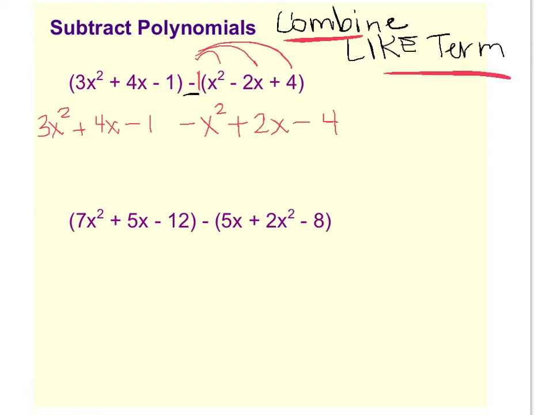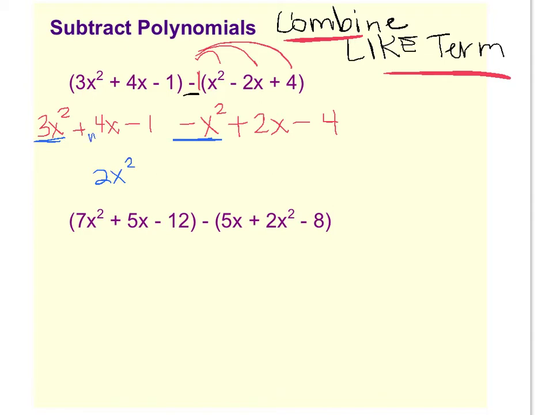So in standard form, you want to have your highest exponent first. So I see I have an x squared. That seems to be the highest exponent in the whole problem, so I'm going to combine my 3x squared with any other x squareds, and here's a negative x squared. So 3x squared and a negative 1x squared give us a 2x squared.